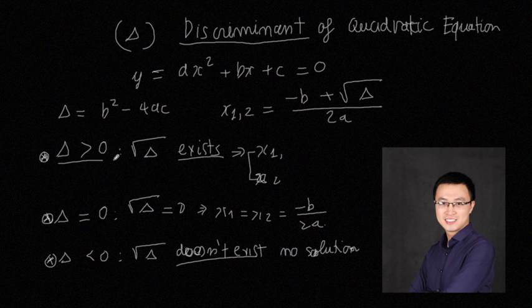When the discriminant is greater than 0, you will have x1 and x2, two distinct solutions. When delta is equal to 0, the discriminant has a value of 0, so we only have one solution: x1 is equal to x2. Another name for this case is the repeated solution. And when delta, the discriminant, is less than 0, we have no solution for the quadratic equation.